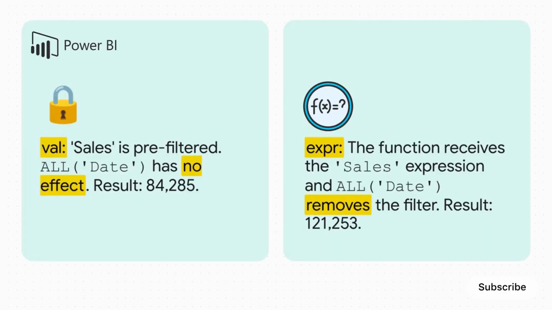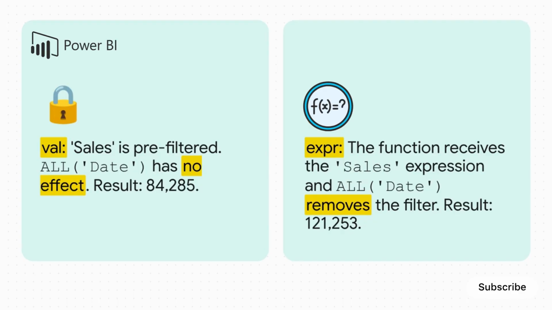Okay, let's really zoom in here. On the left, we've got val, the eager one. When our measure, which is filtered for fiscal year 2020, calls this function, it calculates the table first. So what gets passed into the function? A table that only has FY 2020 data. So when the function tries to use ALL on the date to remove the date filter, it's too late. The other years are already gone. So we get the count for just that one year, 84,285.